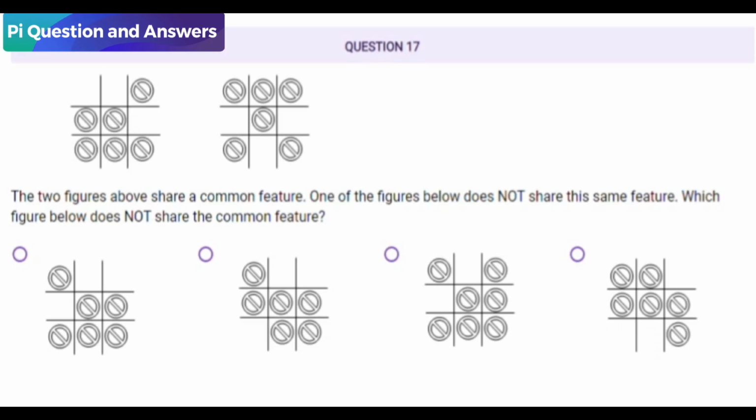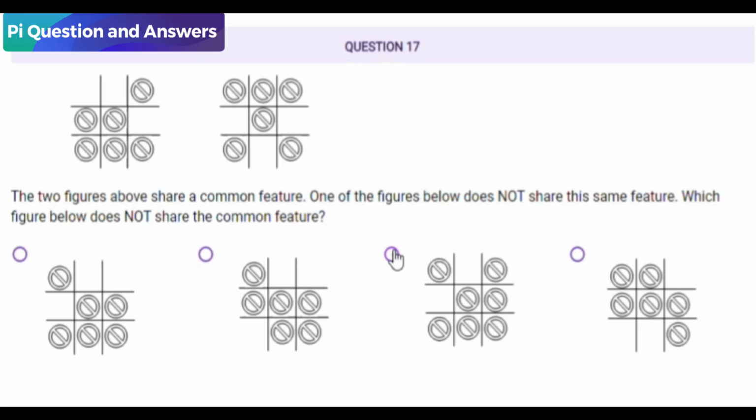Looking at the top left figure, we see crossed circles in the bottom two rows, specifically in all three columns of the bottom row and the left and middle columns of the second row from the bottom. The top row is empty. Now, let's look at the top right figure. We observe crossed circles in the top two rows, specifically in all three columns of the top row and the left and middle columns of the second row from the top. The bottom row is empty. The common feature between these two figures is that there are crossed circles in two adjacent rows, and in those two rows, the crossed circles occupy the left and middle columns.